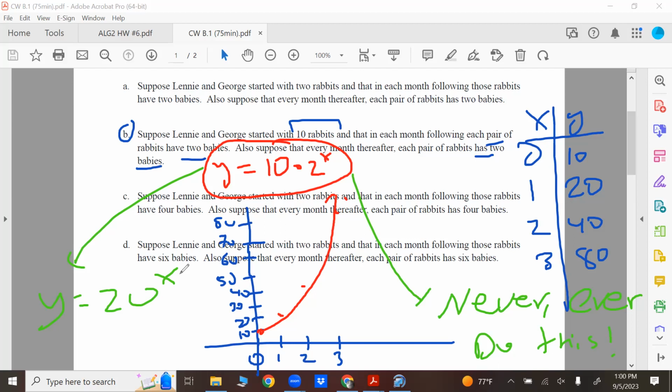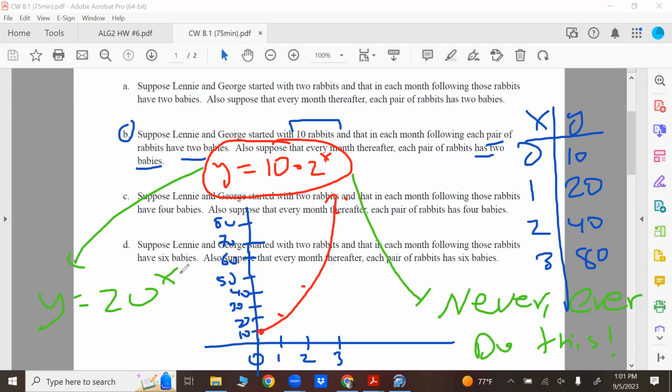Yeah, it's PEMDAS, right? What comes first, multiplication or exponents? Exponents. So I don't know what x is, so I have to hold off on multiplying 10 by 2 to the x until I know what x is. Once I know what x is, I'll plug it in, I'll do 2 to that power, then I'll multiply by 10 afterwards. Do not bypass the order of operations. That's really bad. Really, really bad. Don't do it. Never ever do that.